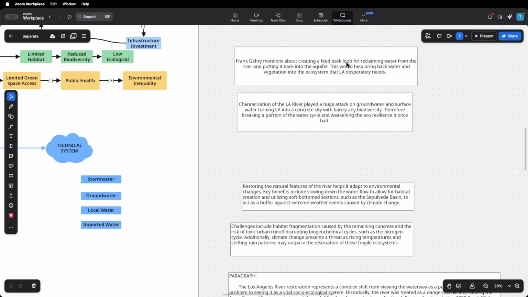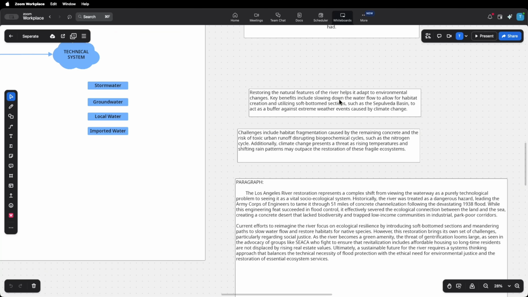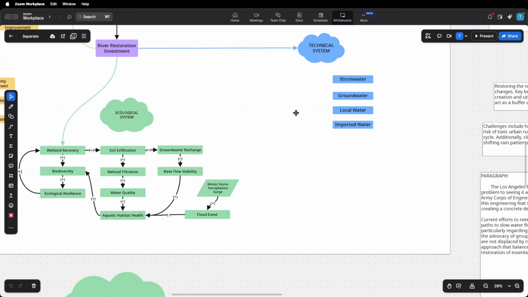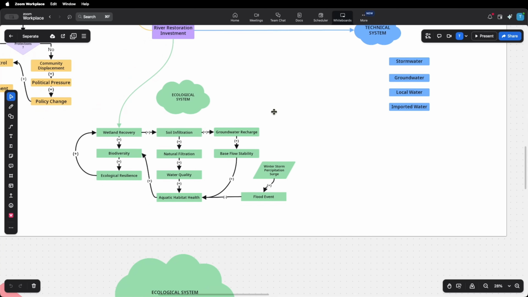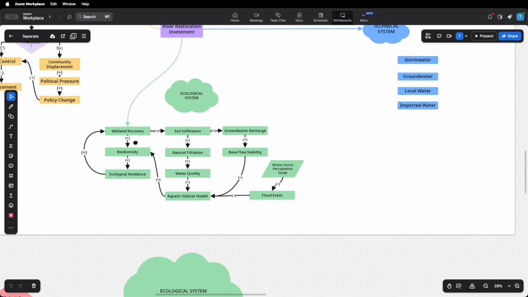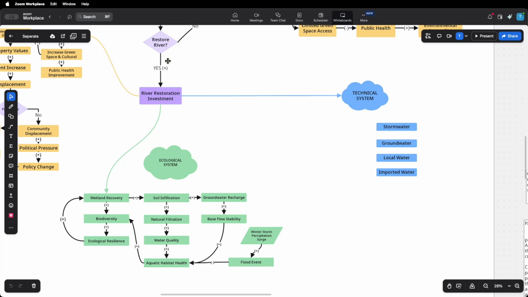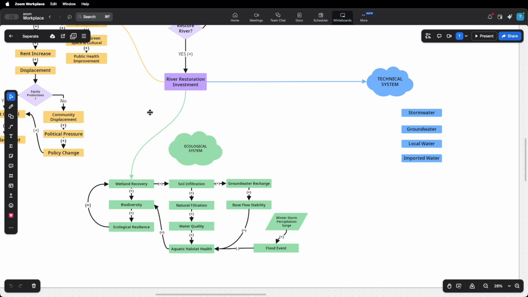Frank wants to create a feedback loop where you reclaim water from the river and you put it back into the aquifer. And then also, Alex, you mentioned habitat creation. To allow habitat creation, you need to utilize soft bottom sections. Okay, wetland recovery. We chose to restore the river. We're getting rid of the cement and the infrastructure.